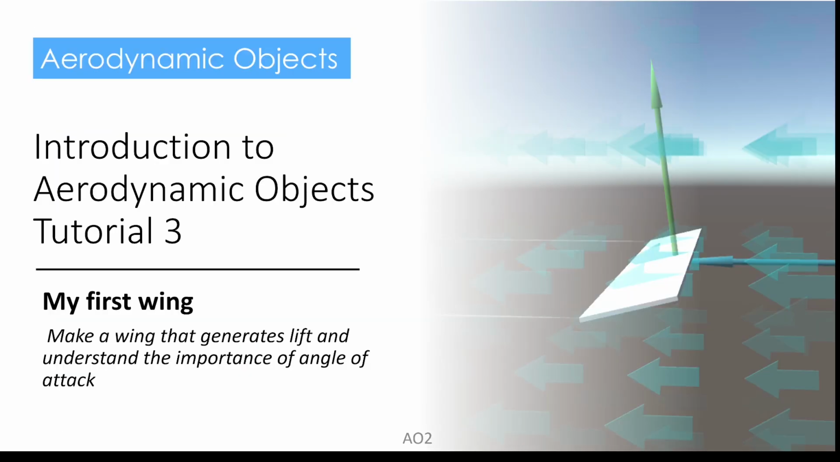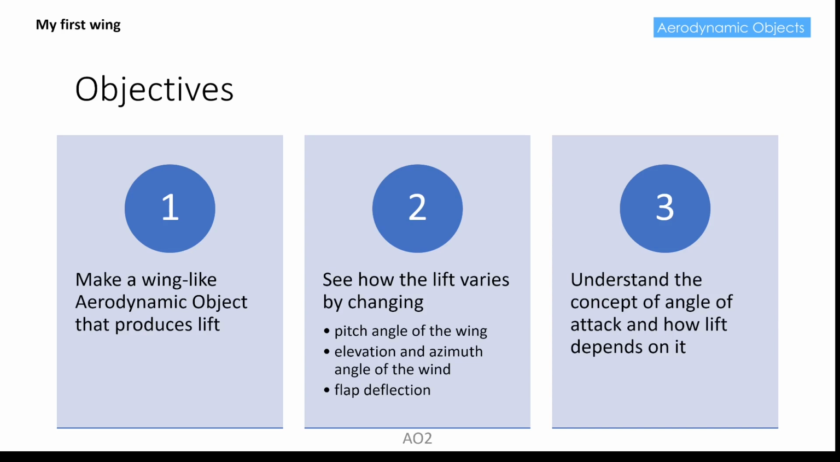Hi, welcome to Introduction to Aerodynamic Objects Tutorial 3, my first wing. In this tutorial we're going to make a wing that generates lift and understand the importance of angle of attack. We're going to make a wing-like aerodynamic object that produces lift. Then we're going to see how the lift varies by changing the pitch angle of the wing, the elevation and azimuth angle of the wind, and then by flap deflection.